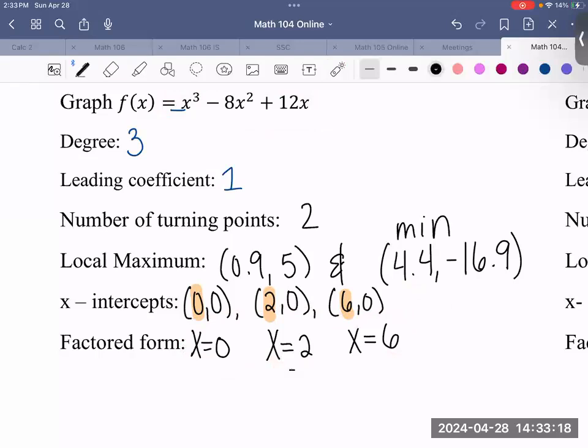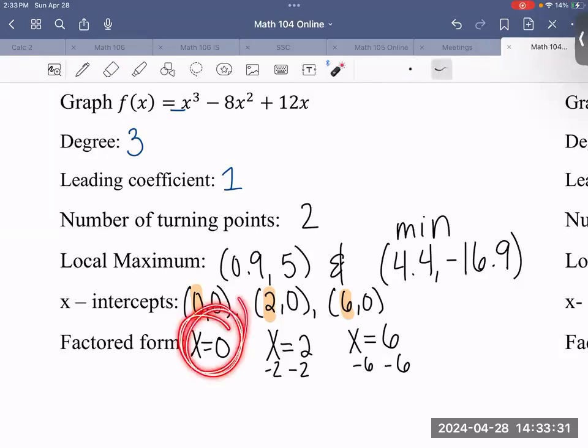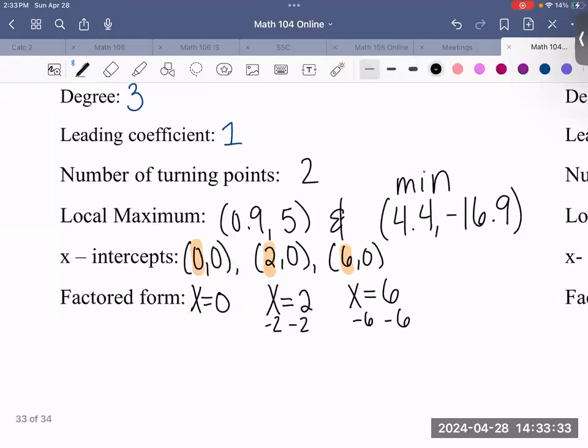So we can say, well, we're going to subtract 2 to the other side, subtract 6 to the other side. And this one, you could subtract 0 to the other side, but it doesn't quite make sense. This is actually a very nice occurrence for us, and you're going to see why in a second. So we're just going to keep x is equal to 0, x minus 2 is equal to 0, and x minus 6 is equal to 0. Now we are just going in the reverse direction of your factoring.